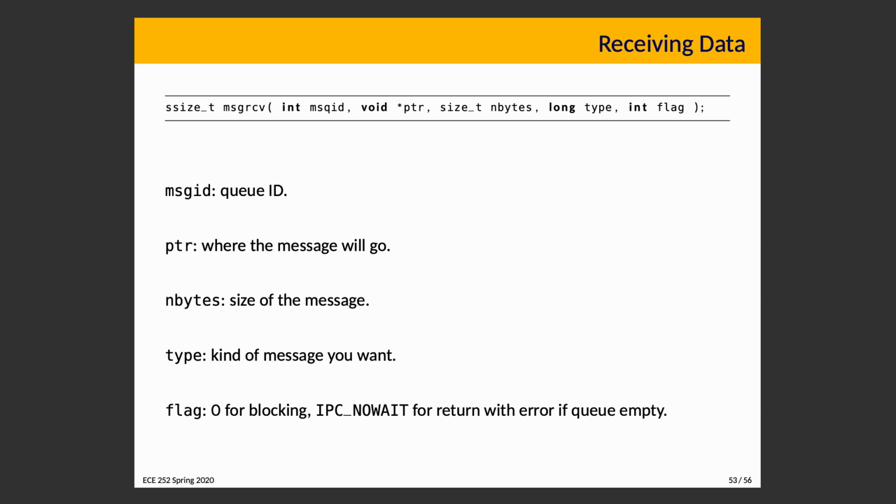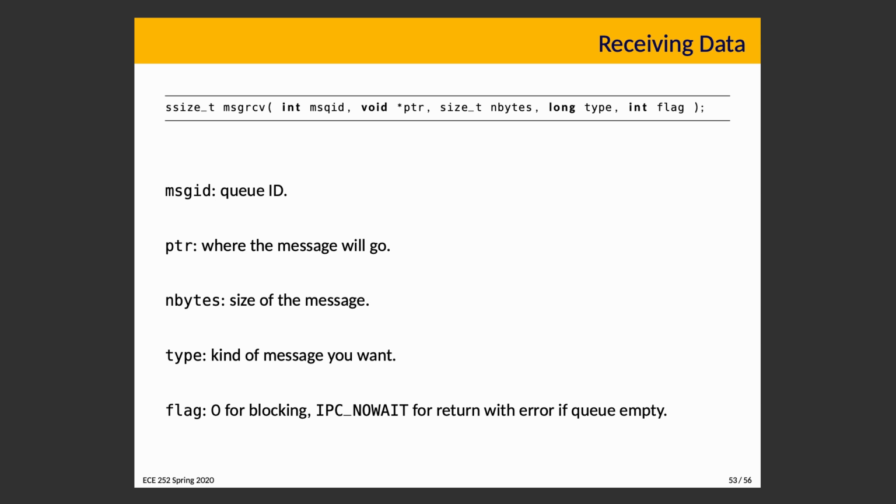We're specifying a destination, that is where we are expecting the data to be copied to. We're copying the message from the queue to our destination. The size is the number of bytes. And then the flag is used for blocking, or IPC_NOWAIT, which returns with an error if the queue is empty.